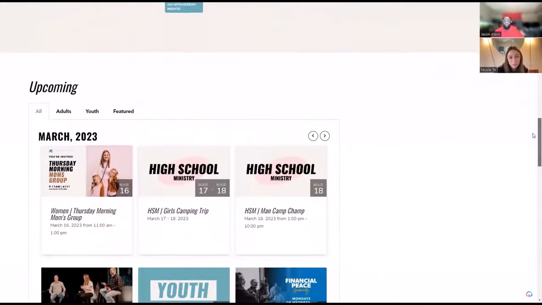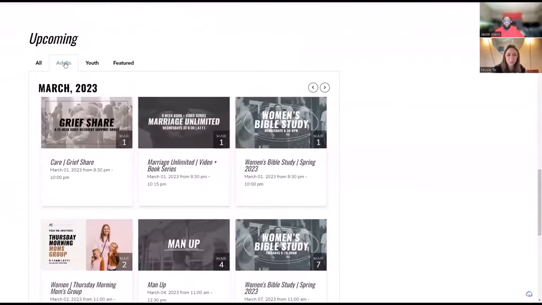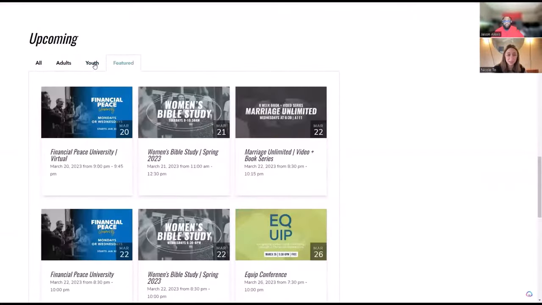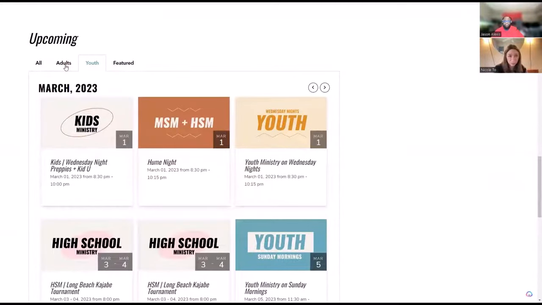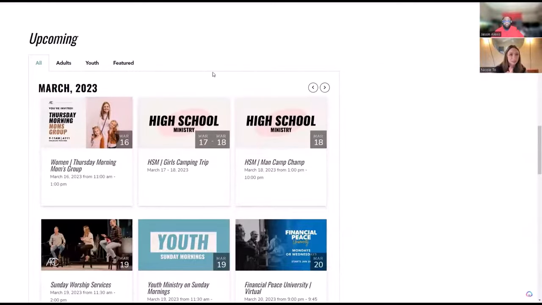And then this one, I just updated the tabs. Just tried to put buckets so that people can see, if they're a parent, they're going to look at the youth one. If they're an adult, they can see all the adult ones, or they can just see everything. And then the fact that it's broken up by month, I think it's just better than a full endless scroll. So that was something I changed, I think, like a month ago.